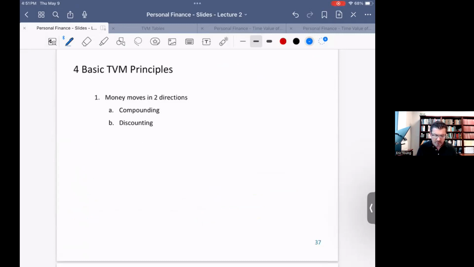There are a couple of principles, 4 basic principles that I'm going to lay out for you. Principle number 1 is that money, we said that money moves through time. Money can move in 2 directions. We call those 2 directions compounding or discounting. Now, to understand these 2 ideas, we have to introduce 2 terms. The first term is present value.